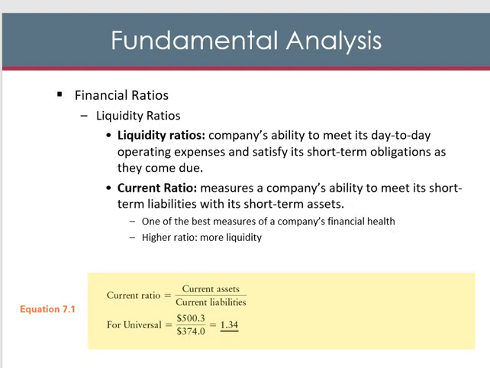Okay, turning to the liquidity ratio, like I said, you'll have to do 2. Probably one of them you'll do is the current ratio here. So you're going to take the current assets and divide current liabilities into that and come up with a number here. You can see currently with Universal Company here, they have a 1.34 current ratio.